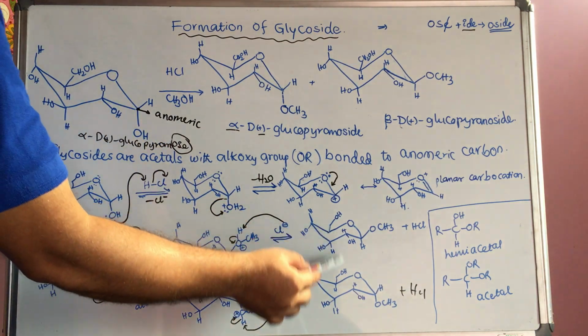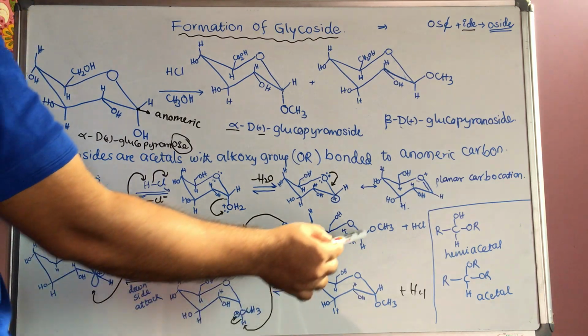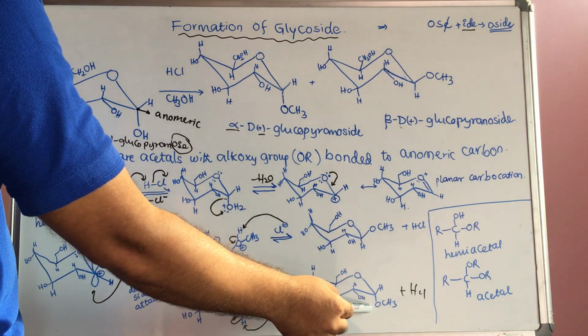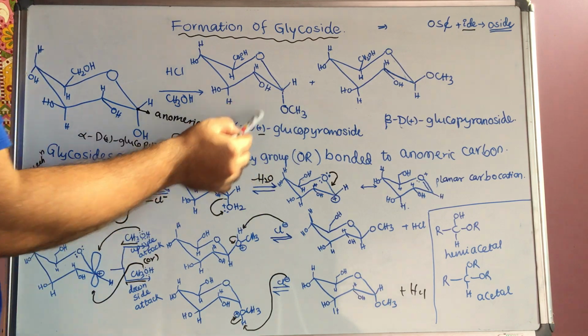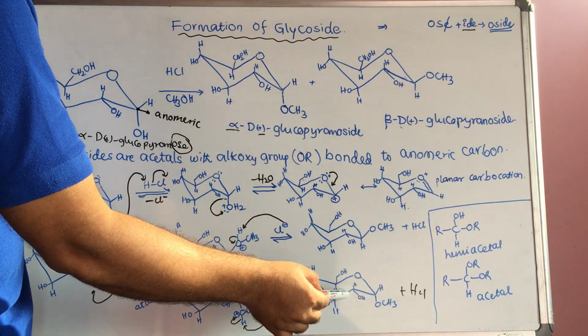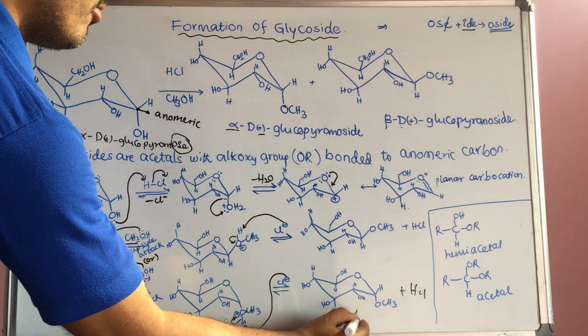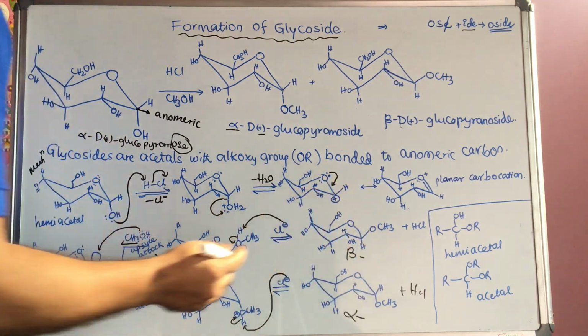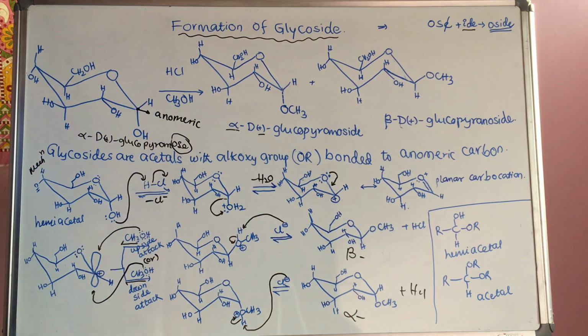So we are getting two forms here. One is beta form, another is alpha form. These two names were already given. Alpha D plus glucopyranoside, this is alpha form. This is beta form. So this is beta D plus glucopyranoside. This is about the glycoside formation.